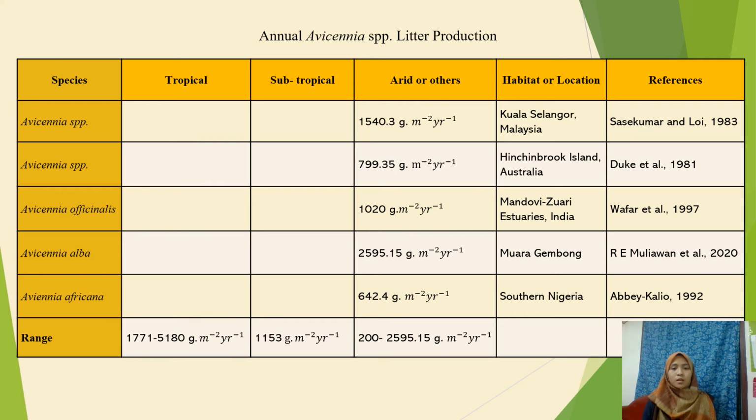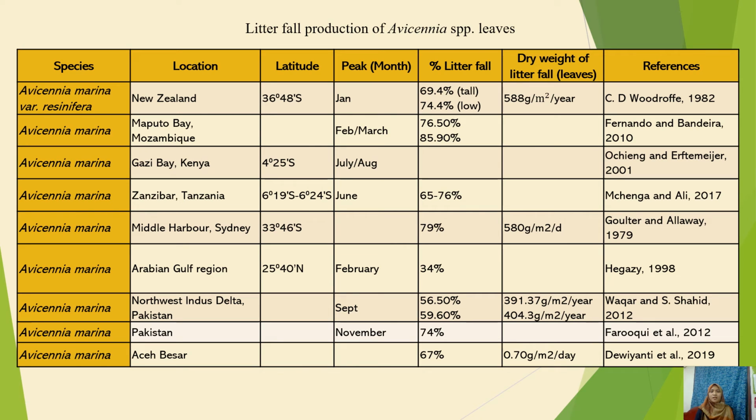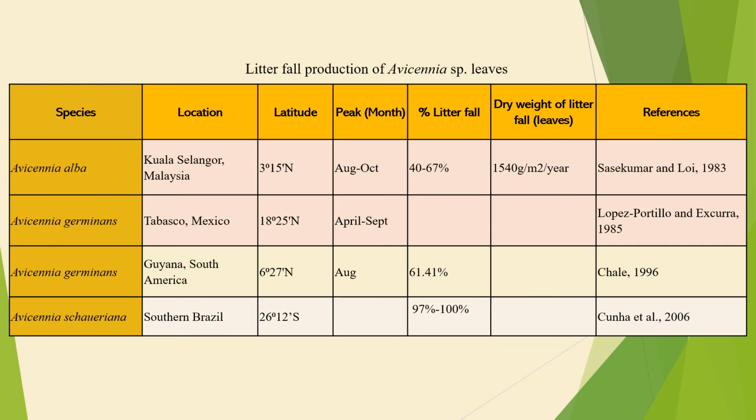As you can see, tropical has the highest range of annual Abyssinia spp litter production, which is 1,771 up to 5,180 grams per square meter per year. Next, this is the litter fall production of Abyssinia spp leaves, which consists of the name of the species, location, latitude, which month the leaf fall is higher, the percentage of litter fall, and the dry weight of the litter fall, which is leaves, and these are the references.